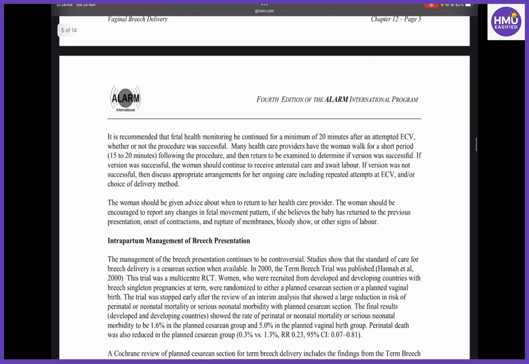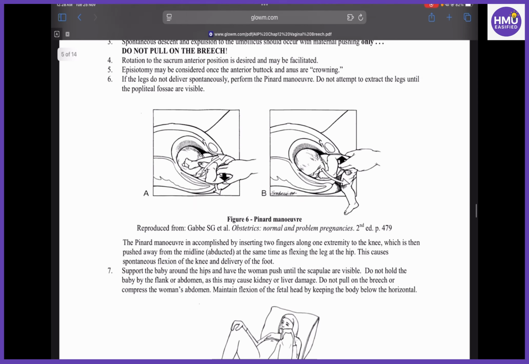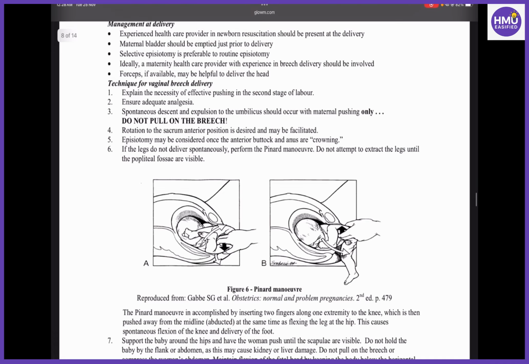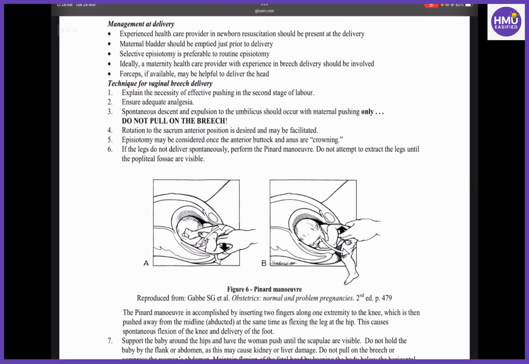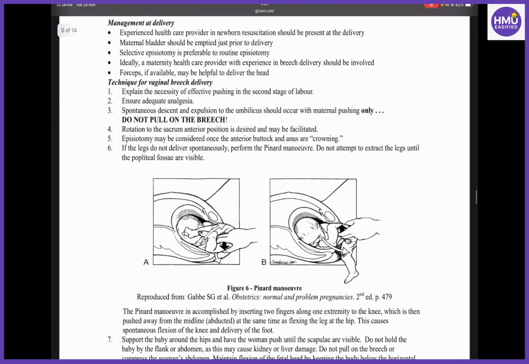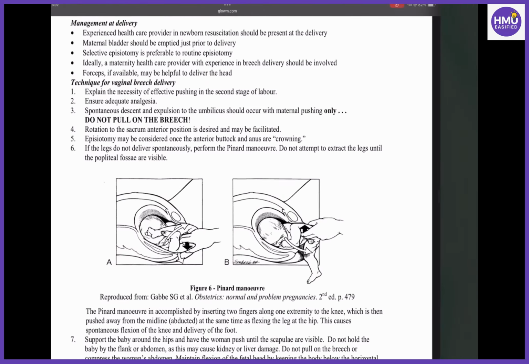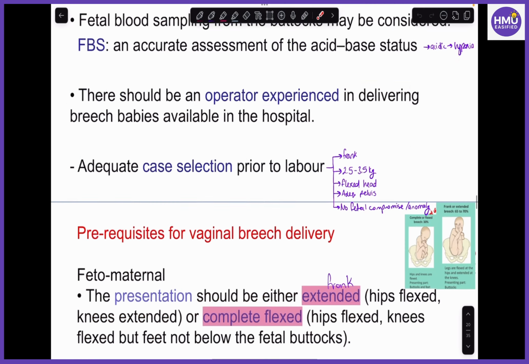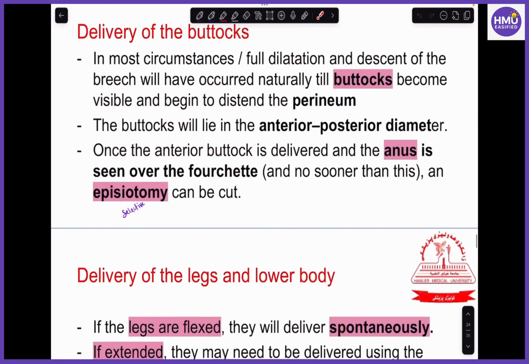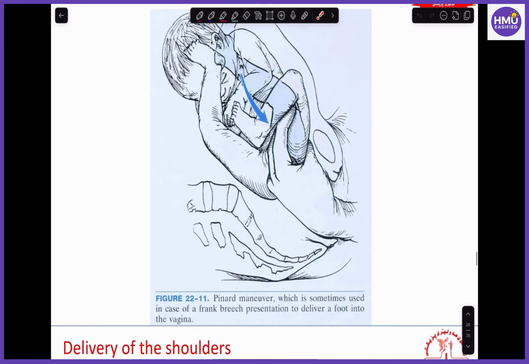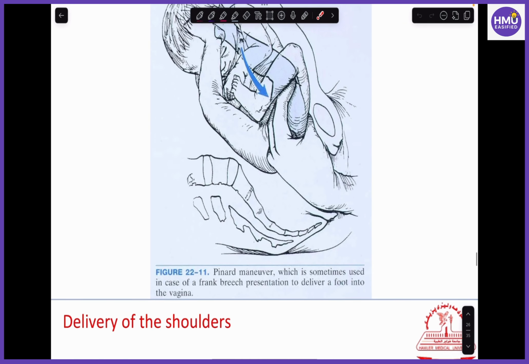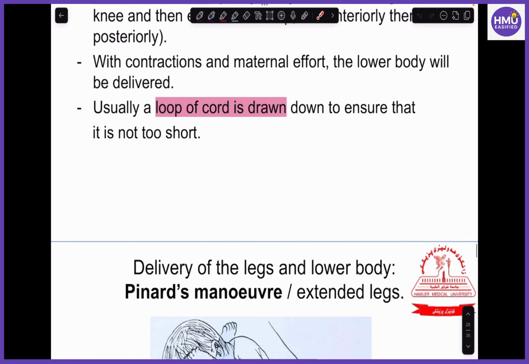Here again is the Pinard maneuver, holding from the popliteal fossa, and then the same for the other leg.